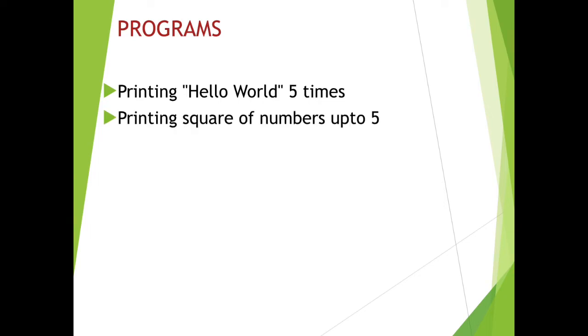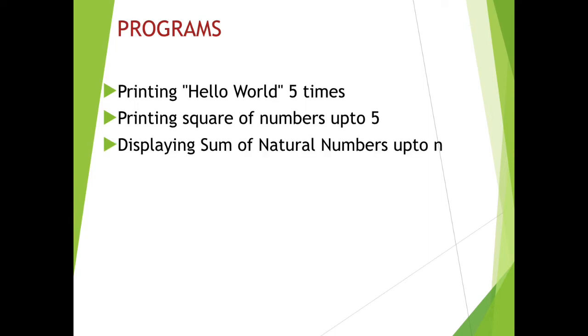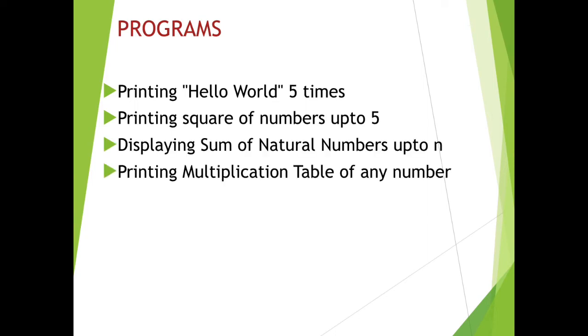The programs that we are going to discuss are printing hello world 5 times. Hello world means any message, we'll be printing it 5 times with the help of for loop. Then we'll be printing the squares of numbers up to 5. And then we'll be displaying the sum of natural numbers up to n, and finally we are going to print the multiplication table of a number. So let's go and implement these programs one by one. I hope that you are ready with the basic concepts of iterative statements. If not, at first you have to watch part 4 and then you will come back to part 5.